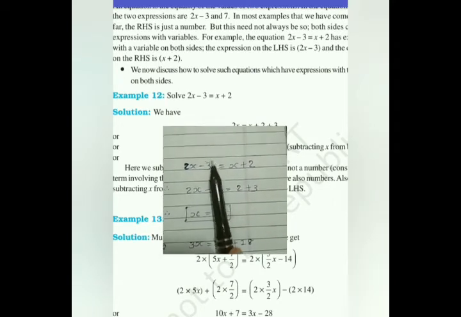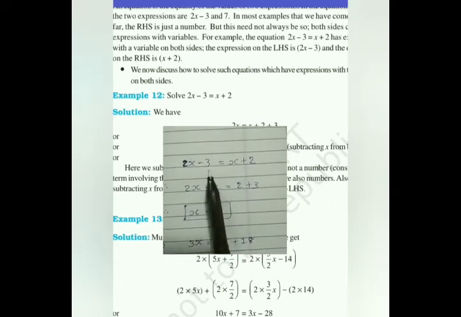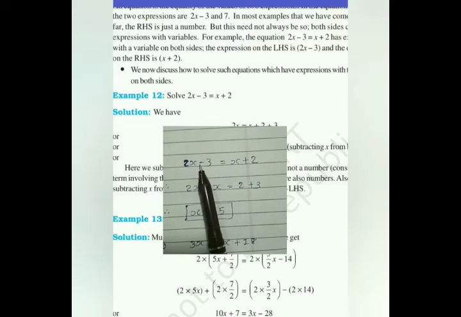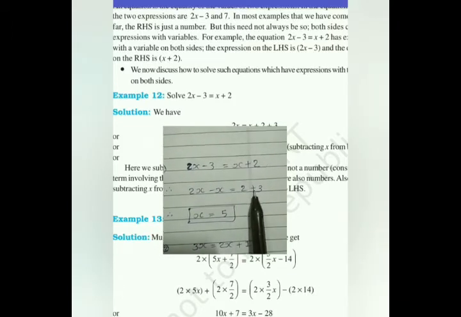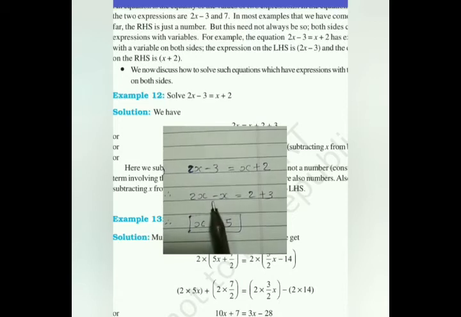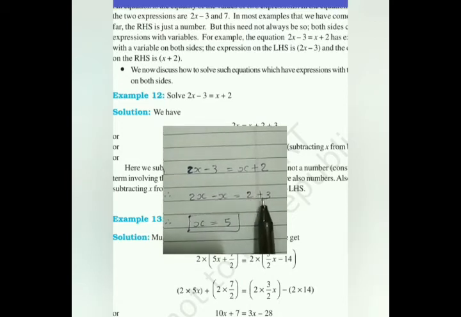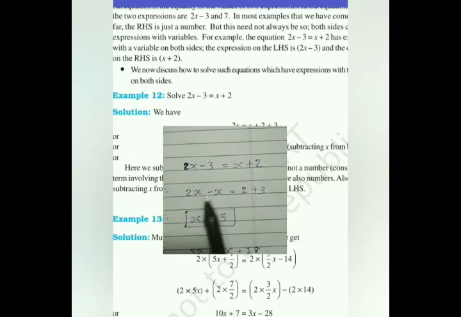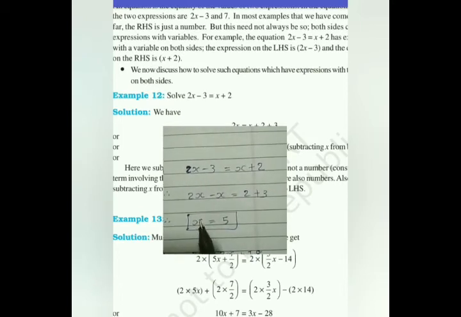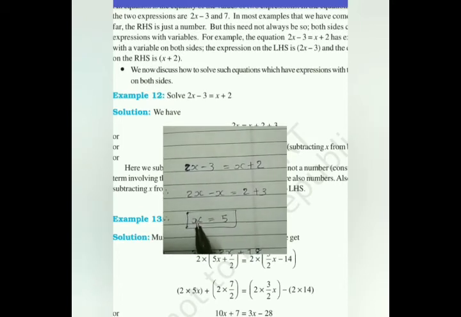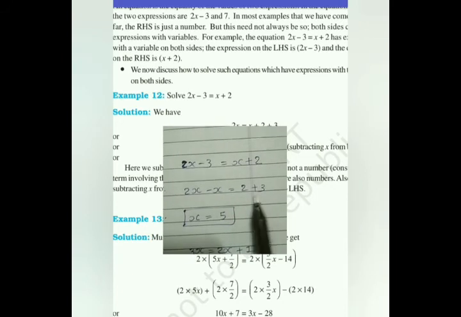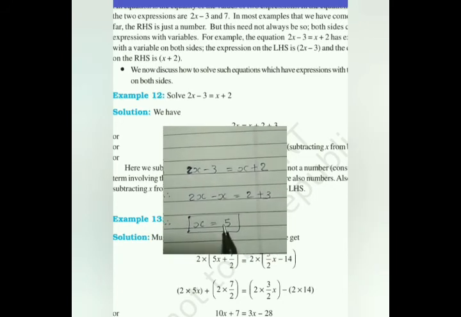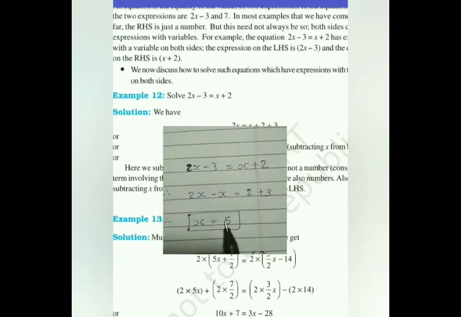We transpose 3 to our right hand side. On the left hand side, 3 has a negative sign, so it becomes positive on the right hand side. So 2x minus x is equal to 2 plus 3. 2x minus x, we know that 2 minus 1 is 1, so x is equal to 2 plus 3. We know that 2 plus 3 is equal to 5. So our answer is x is equal to 5.